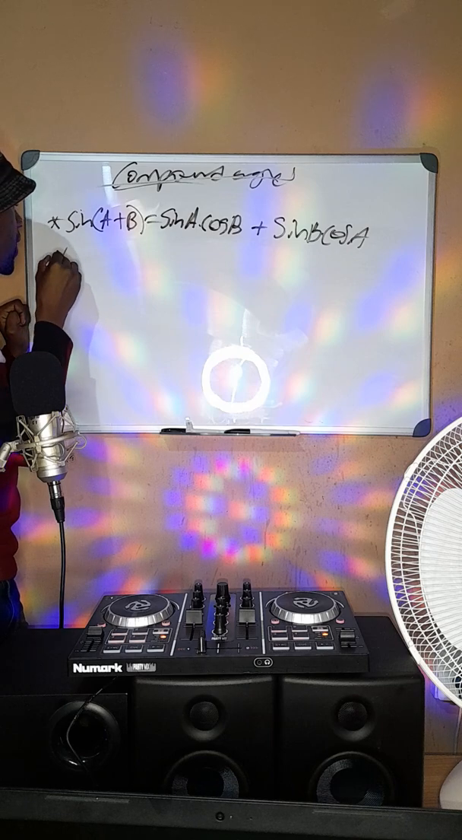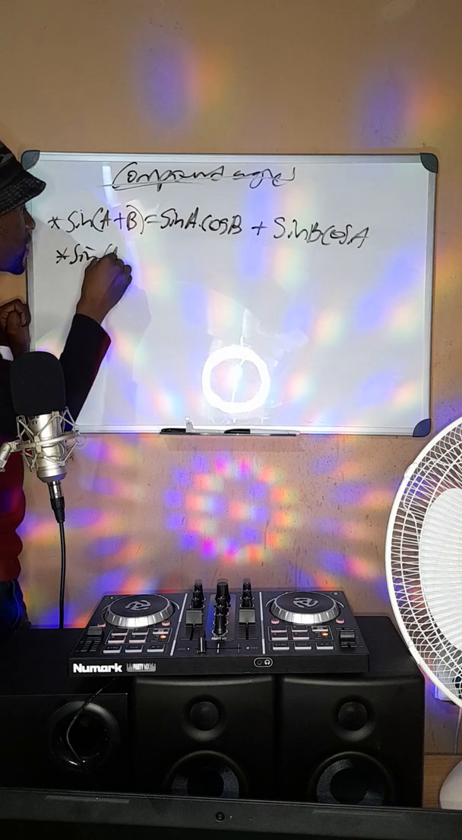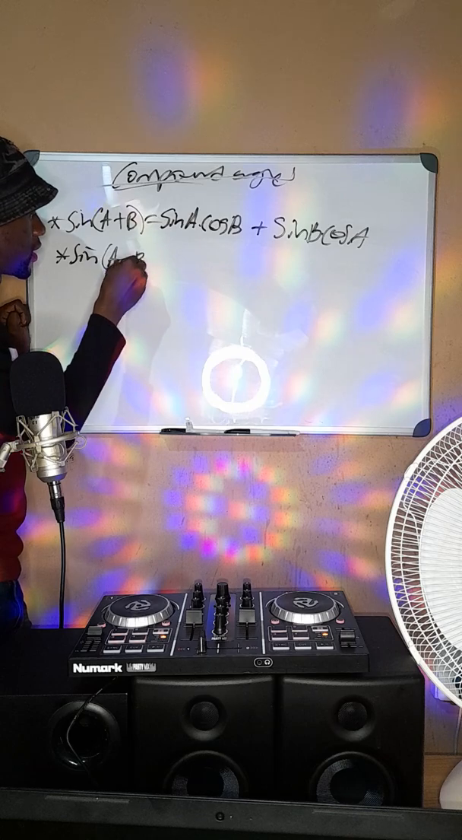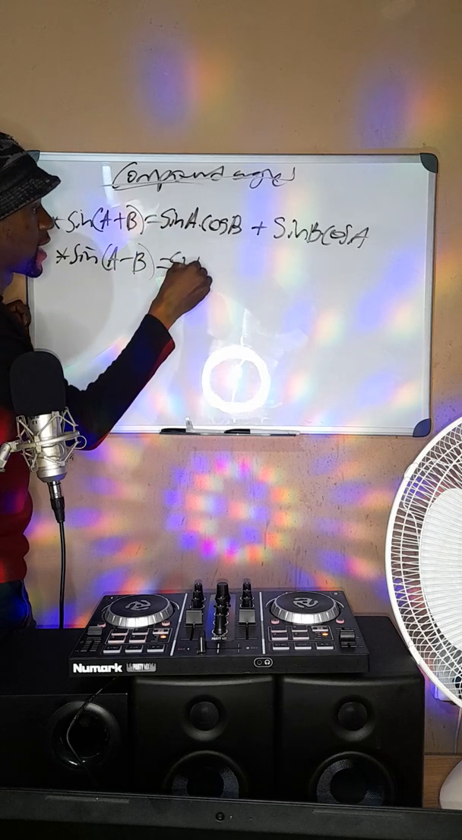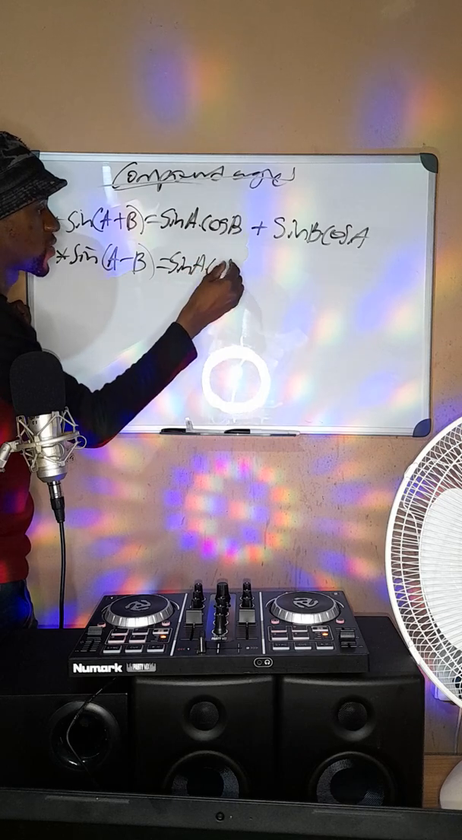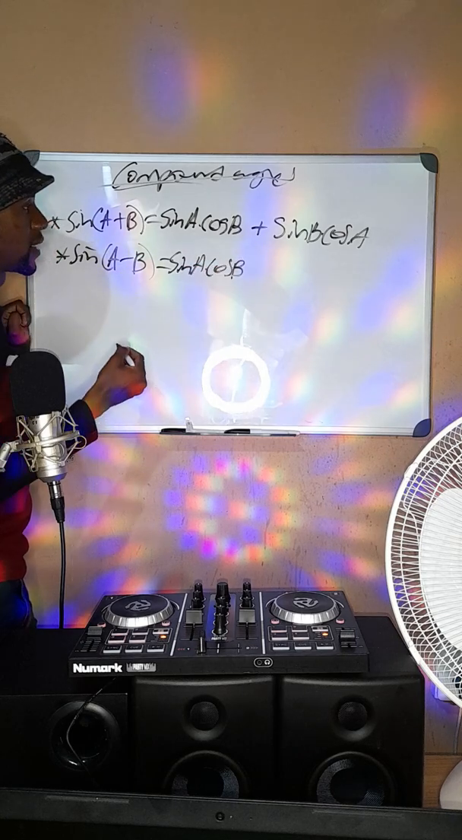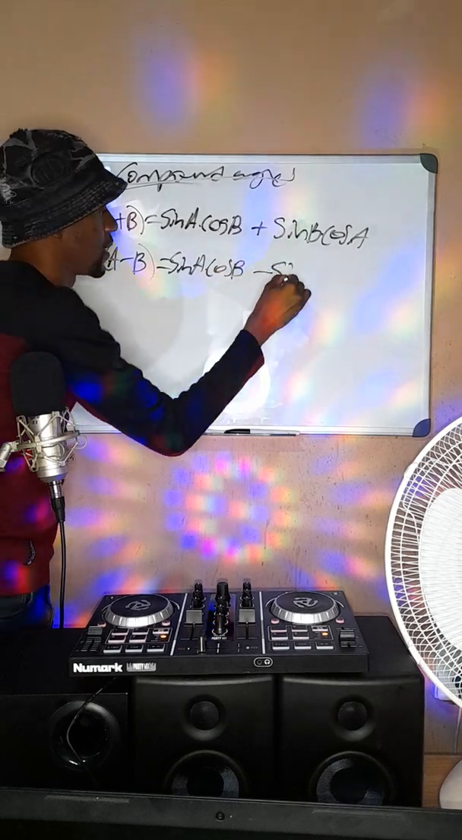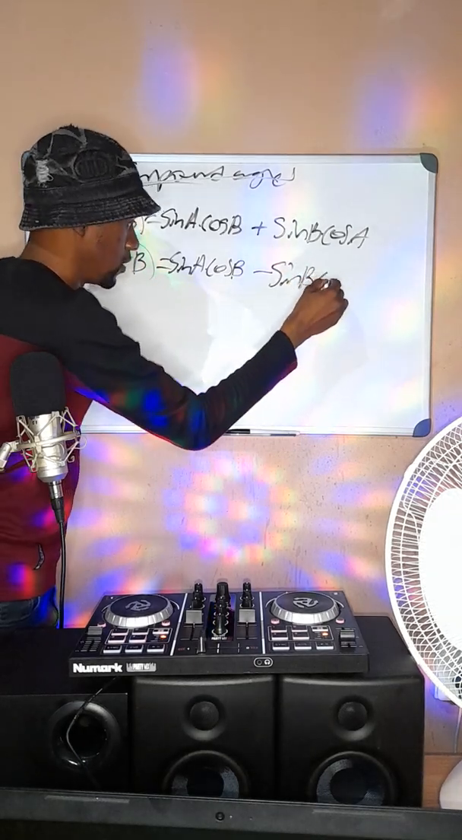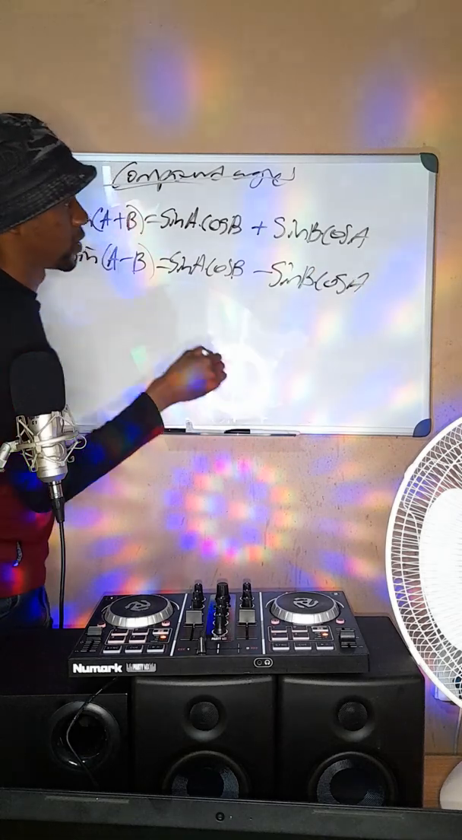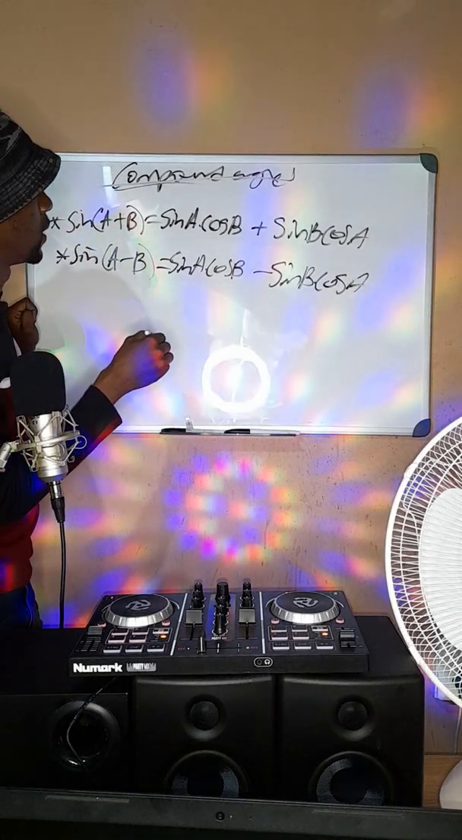Then we can have the sine of a first unknown angle subtracting the second unknown angle. We will have the sine of A multiplying the cos of the second angle, subtracting the sine of B multiplying the cos of A, okay?